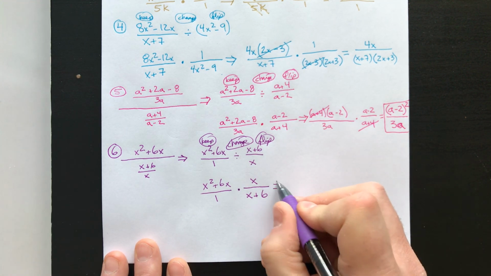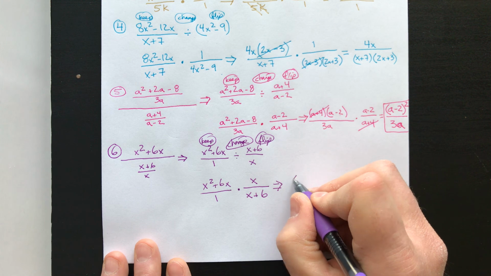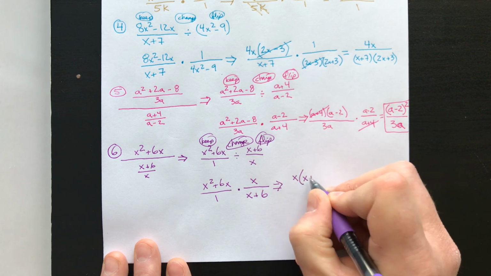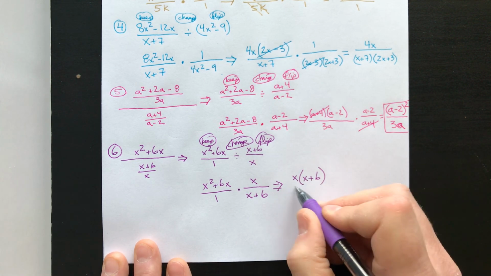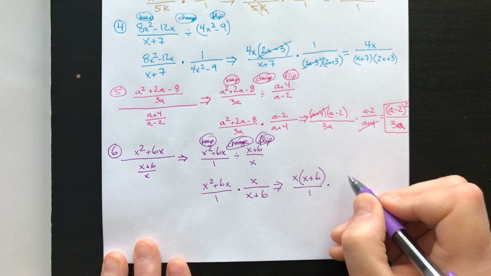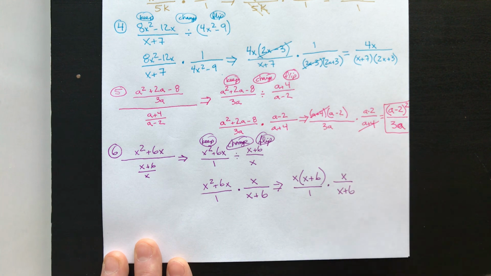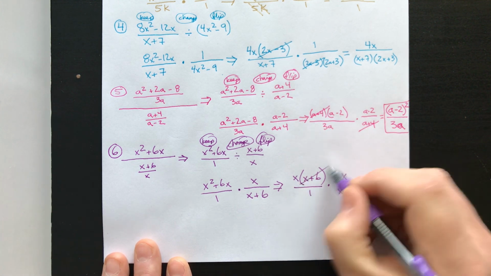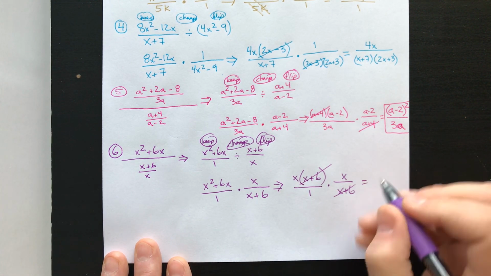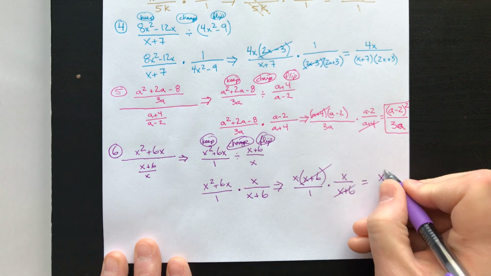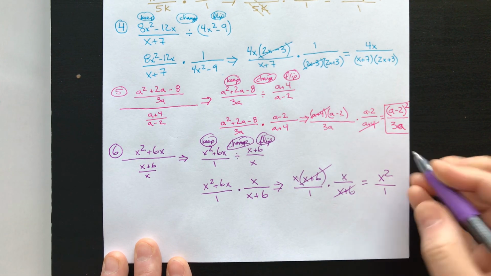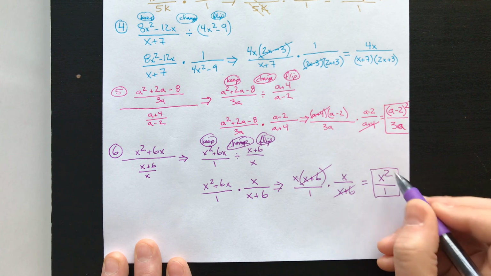Let's factor whatever we can. So we have x. We can factor that out of that numerator. Well, the x plus 6's are going to cancel, so what are we left with? x times x is x squared all over 1, or you can just write it as x squared.